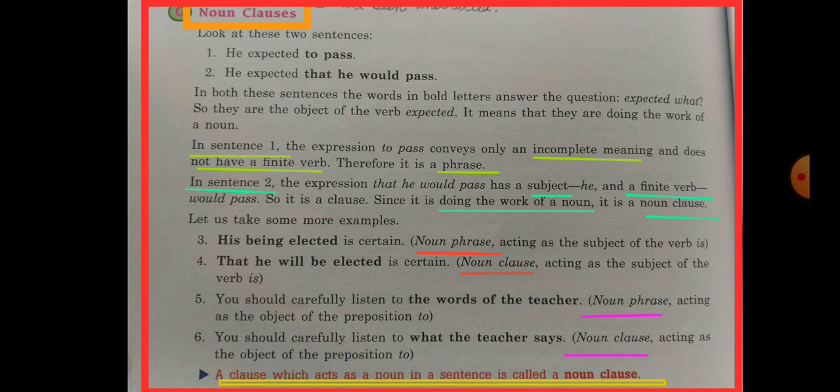Next sentence: that he will be elected is certain. Again we are getting the answer of what. What is certain? So it is a noun. And let us check whether it is a clause or not. That he will be elected: here he is our subject and will be elected is our finite verb. So it is a clause, and as it answers the question of what, it is a noun clause. So after looking at these examples, we have come to know that a clause which acts as a noun in a sentence is called a noun clause.